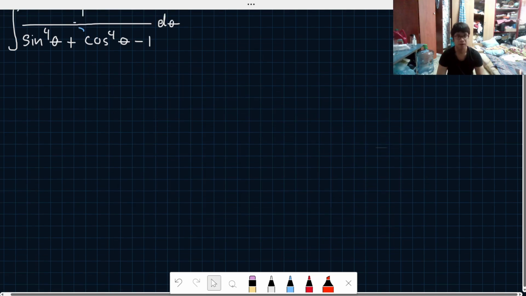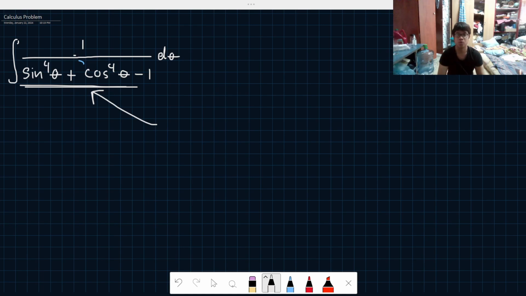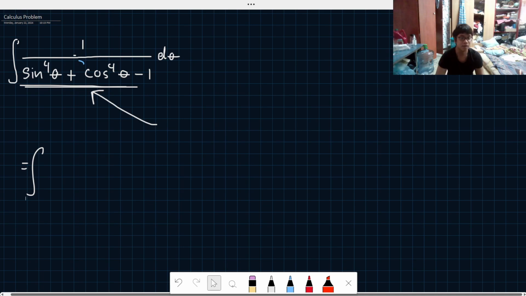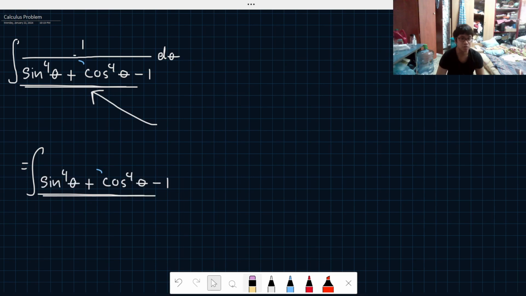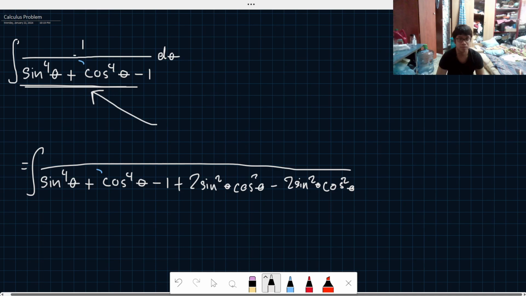Therefore, if we want to have 2 sine squared theta cosine squared theta here, so that we can convert it into the square of sine squared theta plus cosine squared theta, then we must put the negative version as well. So as a result, let me just copy the denominator here. I'll be having plus 2 sine squared theta cosine squared theta minus 2 sine squared theta cosine squared theta. That is what I'm going to do.